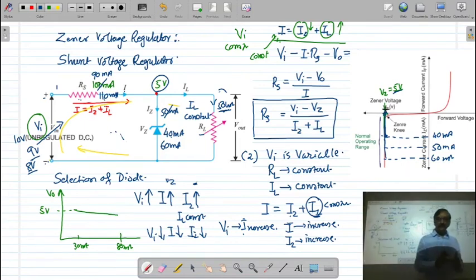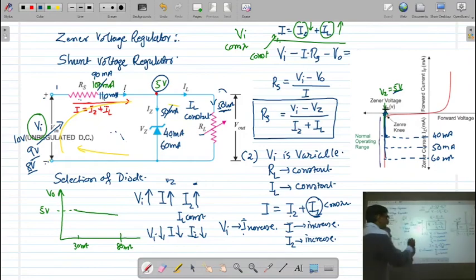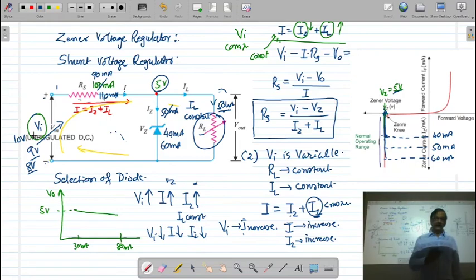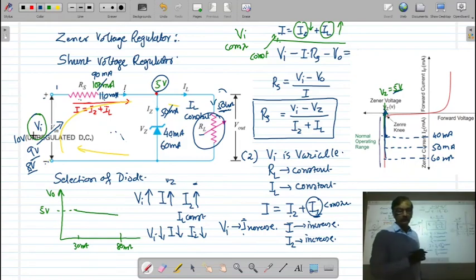So here we have seen the two different cases: if we vary the RL, how the output voltage remains constant, and if we vary the input voltage, how the output voltage is going to remain constant. Now we will see the designing part.